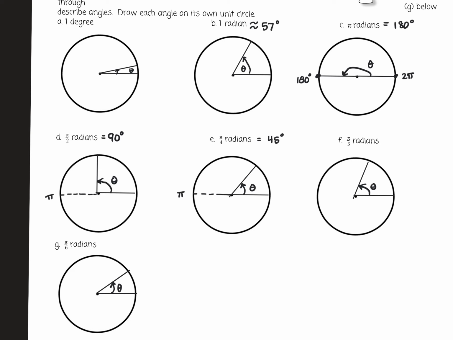Pi over 3 radians, once again, think of it as a third of pi or a third of 180, so that's 60 degrees. And then finally, pi over 6 radians, once again, think of that as 1/6 of pi or 1/6 of 180, which is 30 degrees.